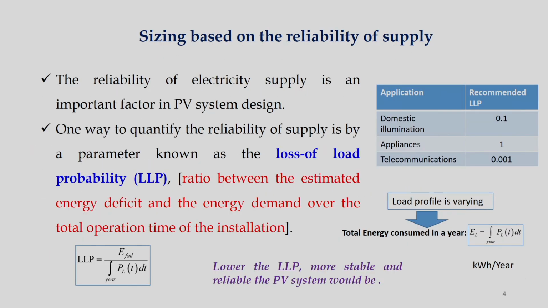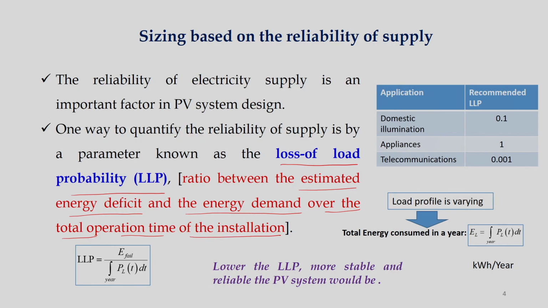Now, let us see what the reliability of supply is. We can design the system based on this reliability of supply. The reliability of electricity supply is an important factor in PV system design. One way to quantify the reliability of supply is by a parameter known as loss of load probability, which is LLP. It is defined as the ratio between the estimated energy deficit and the energy demand over the total operation time of the installation.